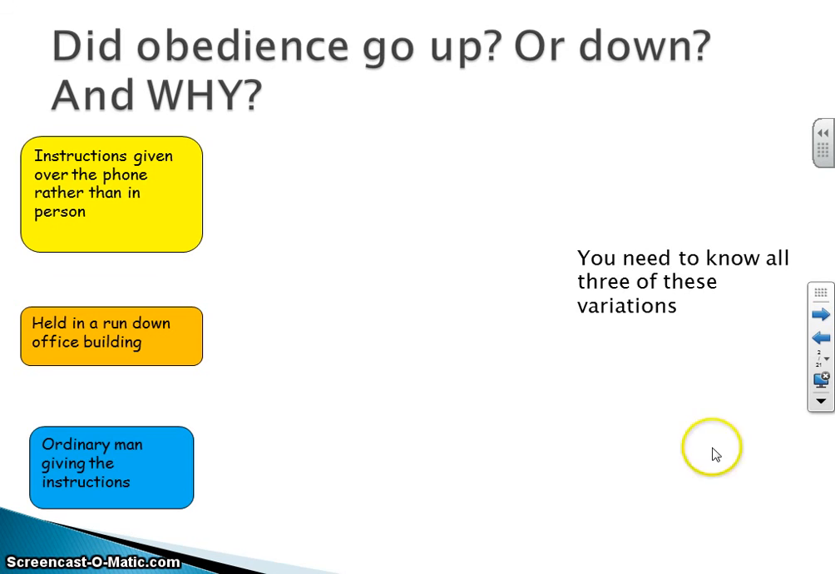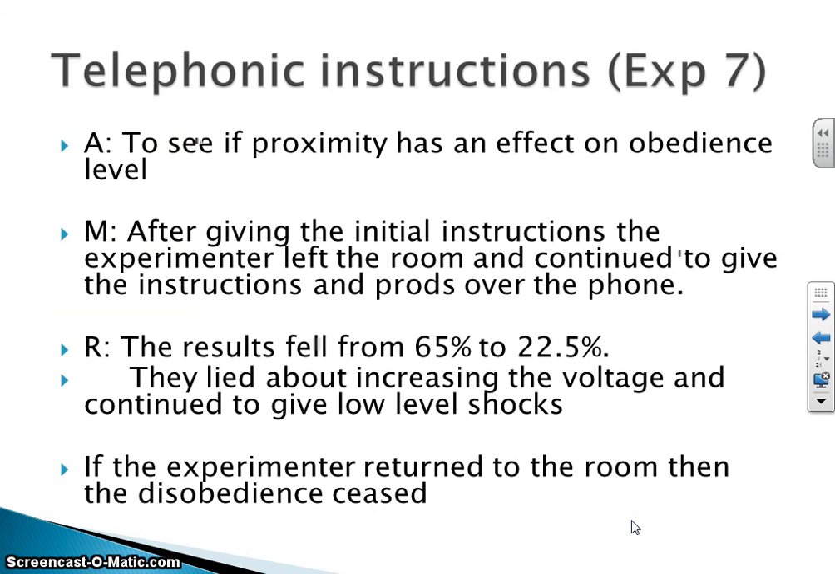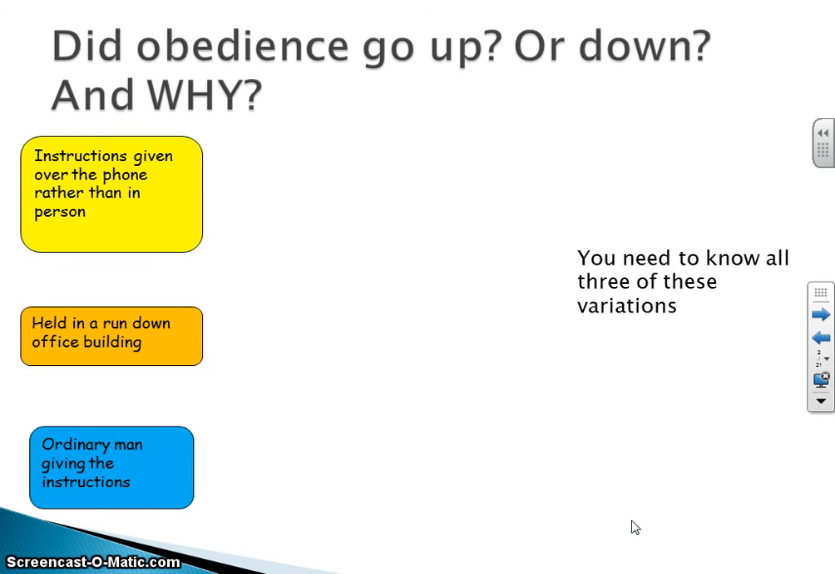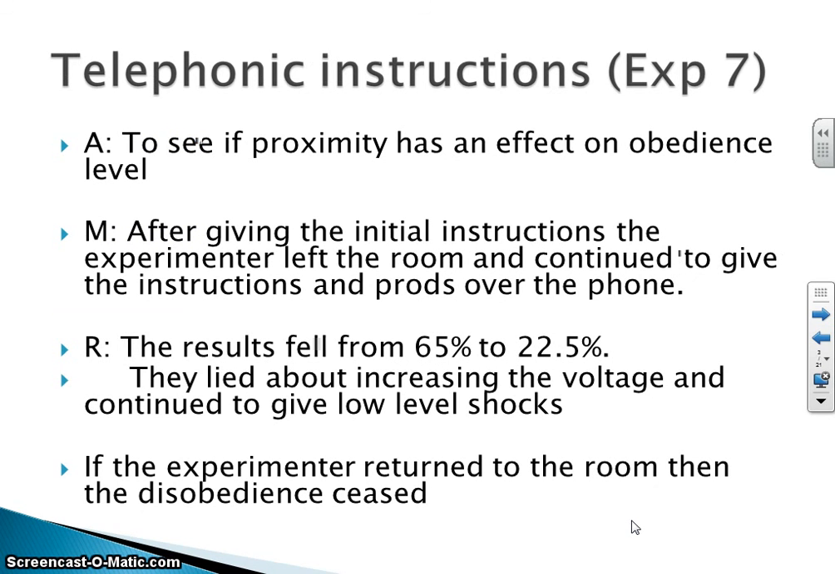So Milgram's study, which is labelled as Experiment 7, is where the experimenter gives the instructions over the telephone, or you could also refer to it as him being a distant authority figure. So the aim was to see if the proximity from the experimenter to the teacher has an effect on obedience level. So the method was exactly the same. They met Mr. Wallace, there was the rigged draw, all of that sort of stuff. But then after giving the initial instructions, the experimenter, the guy in the lab coat, left the room.